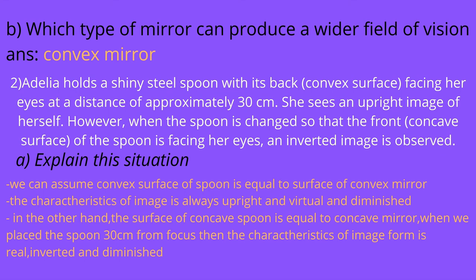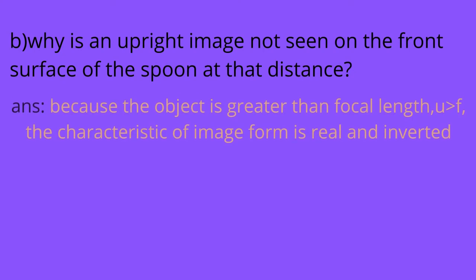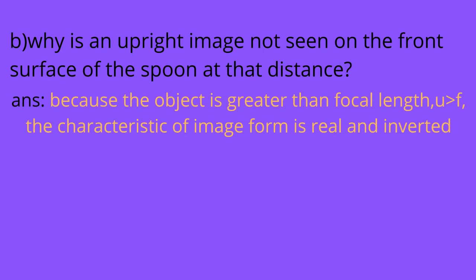Oh, I see. But why is an upright image not seen on the front surface of the spoon at that distance? This is because the object distance is greater than focal length. So, the characteristics of image formed is real and inverted.